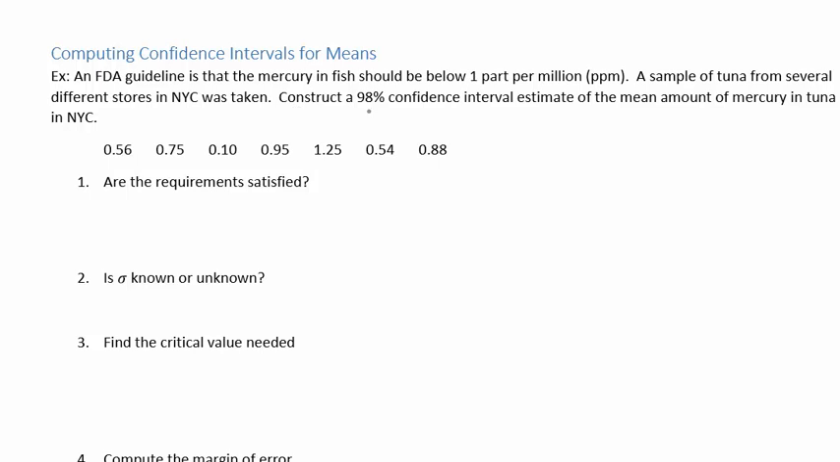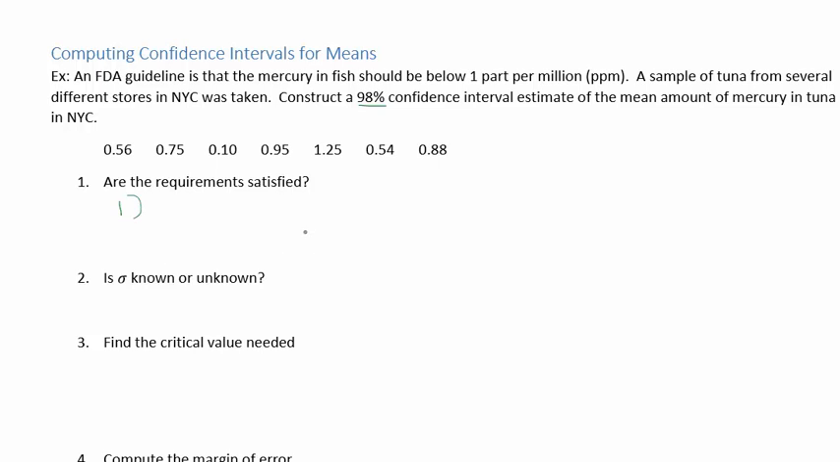And we want to construct a 98% confidence interval estimate for the mean amount of mercury in tuna in New York City. So we're using the information about the tuna that they sampled from to figure out how much mercury is in tuna sort of in general. So first question, are the requirements satisfied?